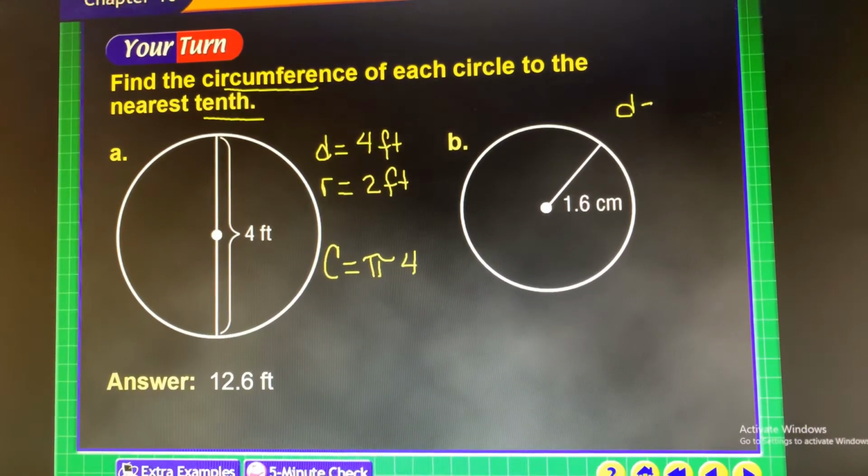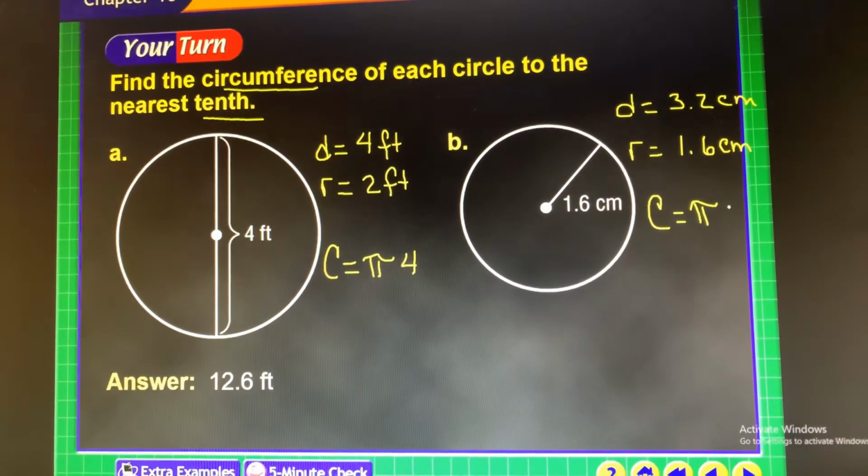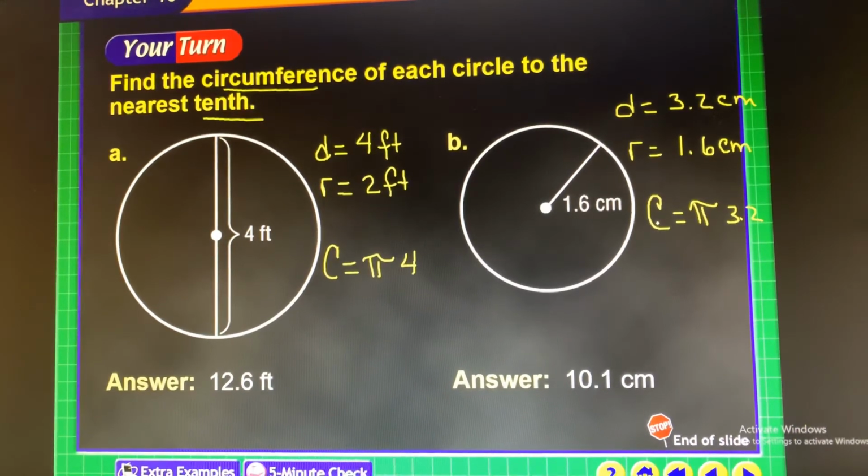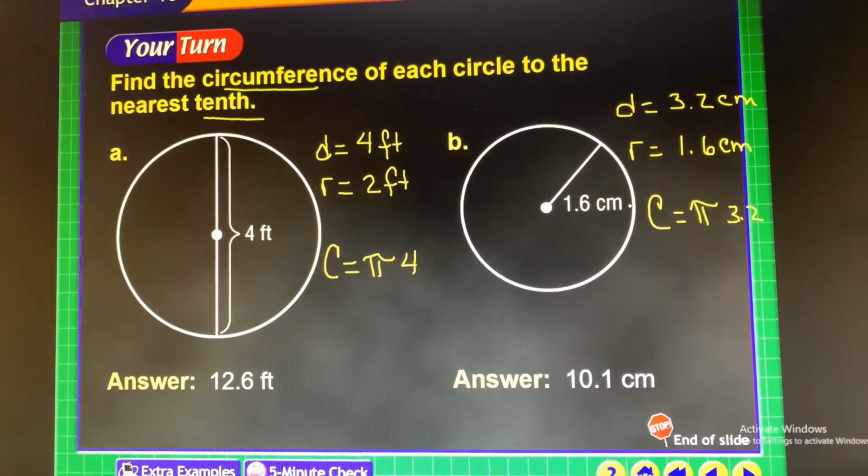This one, diameter is equal to, it gives you the radius, 1 6/10 of a centimeter. So take your 1 6/10 and double that to get your diameter. 3 2/10 of a centimeter, and then do your math. Circumference is equal to pi d. There you go. Once you do that, 10 1/10 of a centimeter. Make sure you can get those on your calculator. Try them out. Make sure you don't have any questions. Of course, if you have questions, you can ask the next day, or you could message me on my channel or through Google Classroom.